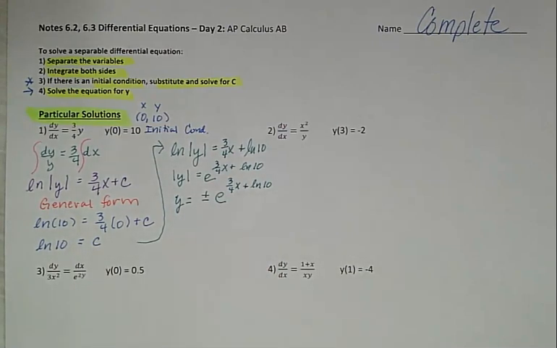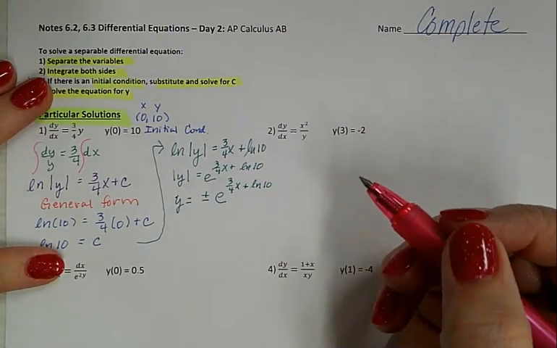And the other part that varies today between general and particular solutions is you cannot leave your answer in terms of plus or minus since you have an initial condition. So you use the initial condition to determine which one is the answer. And to do that, we just plug in. So we're going to plug in basically and check.